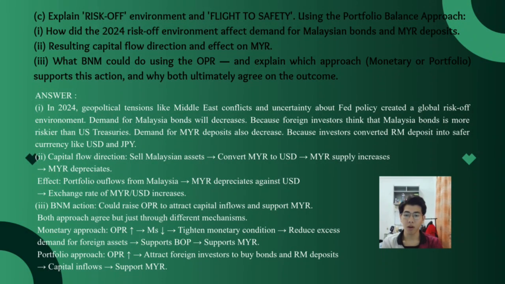Monetary approach: increase OPR and money supply will decrease. Tighten monetary condition, reduce excess demand for foreign asset, support BOP and support Malaysian ringgit. For the portfolio approach: increase OPR, attract foreign investors to buy bond and RM deposit, and increase capital inflow, supporting Malaysian ringgit.